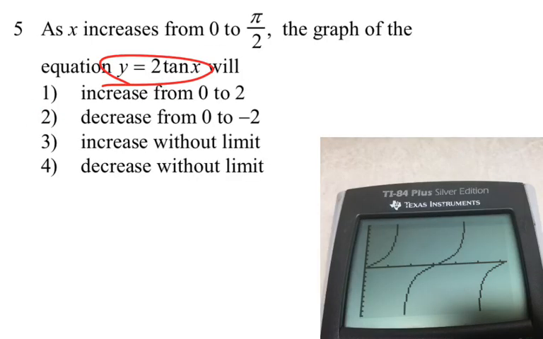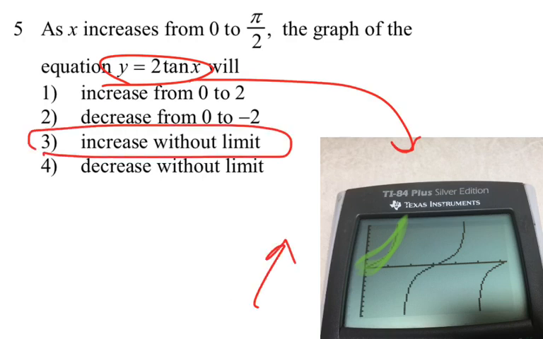Number 5. As you can see, on 0 through pi over 2 the tangent graph keeps on going up right over here. So therefore, it increases without limit. Choice 3 becomes the answer.